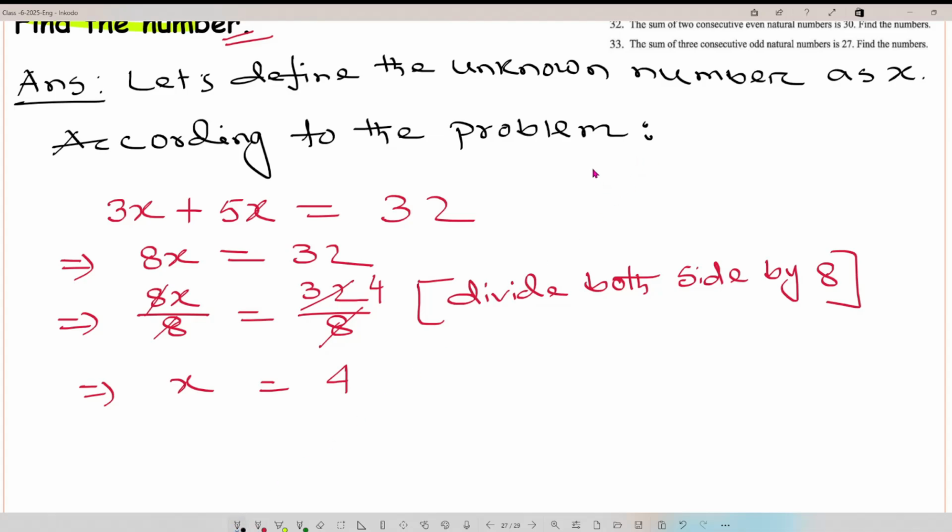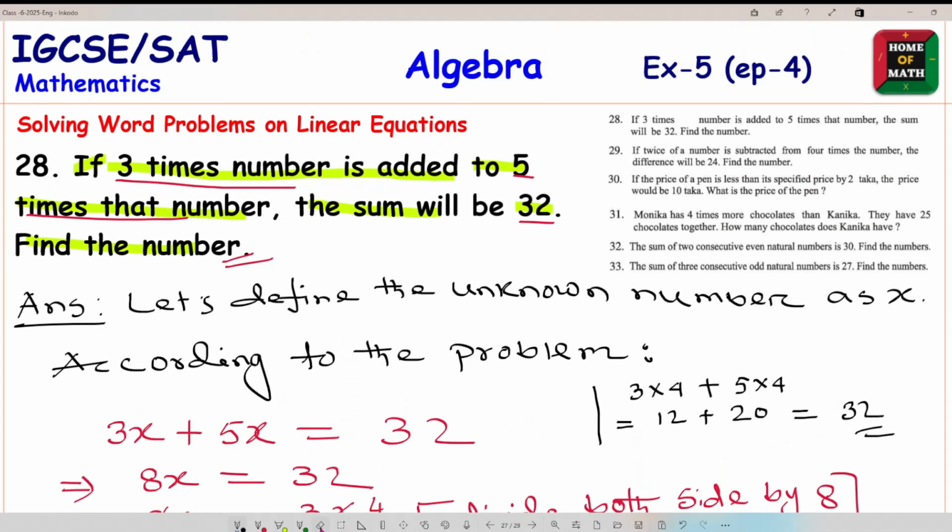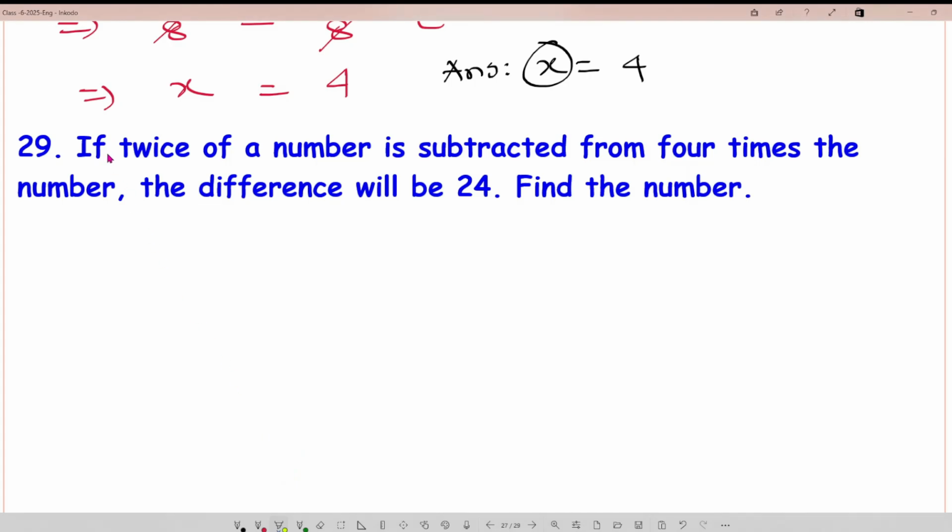Now let's check, is it okay or not? 3 times 4 plus 5 times 4. 3 times 4 is 12, and 5 times 4 is 20, and 12 plus 20 is 32. So our answer is okay. Answer x equals 4. x is the unknown number. So number 28 done. Number 29.